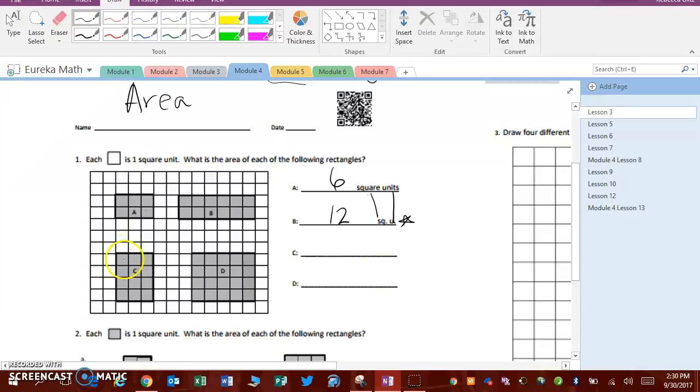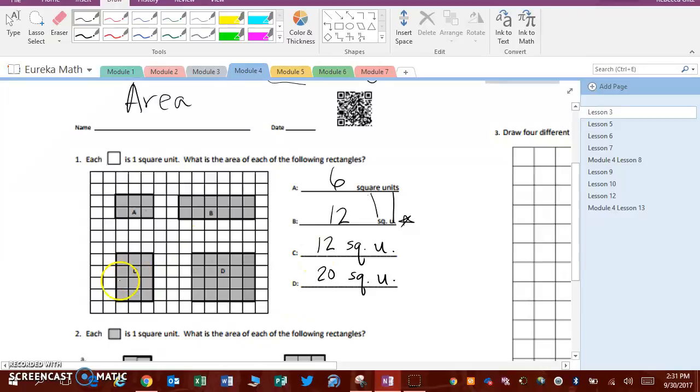Now let's go to C. It's a little bit different. I'm going to skip count by threes. 3, 6, 9, 12. Also 12 square units, but looks a little bit different than rectangle B, right? And then rectangle D. This time I'm going to go, ooh, there's 5s across the top. I'm going to count by 5s. 5, 10, 15, 20. So that one's 20 square units. Okay, so we would say rectangle D has the largest area.